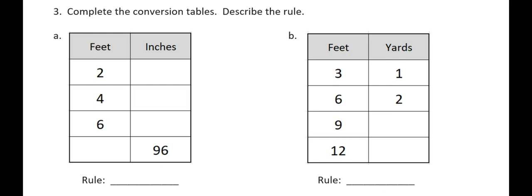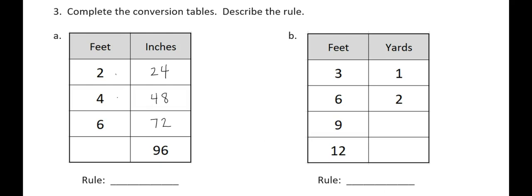Earlier in the module, we looked at the connection between feet and inches. In 1 foot, there are 12 inches. So if I have 2 feet, that means I would have 24 inches. In 4 feet, I would have 48 inches. In 6 feet, I would have 72 inches because 6 times 12 is 72. So I have to think, well, what number times 12 is 96?